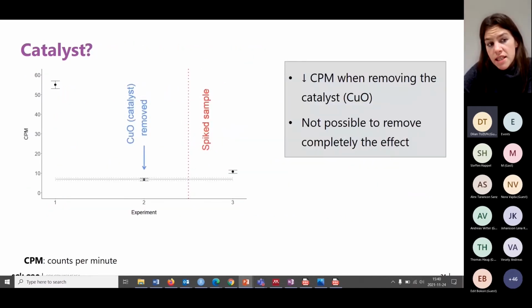So what we saw is that after spiking a sample, we saw a huge contamination on the blank. We removed the catalyst, which in our case was copper oxide, and we saw that the contamination was gone. We spiked the sample and we saw that the chlorine-36 memory effect was slightly increasing, meaning that indeed it was not possible to remove this effect just by removing the catalyst, but there was a huge difference between the chlorine-36 memory effect after removing the catalyst and before, while having it on the setup.